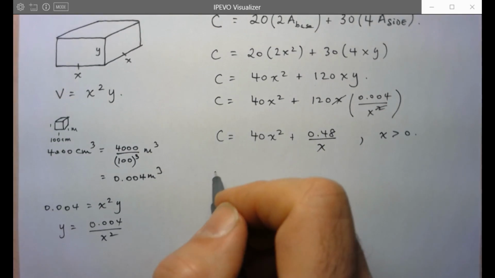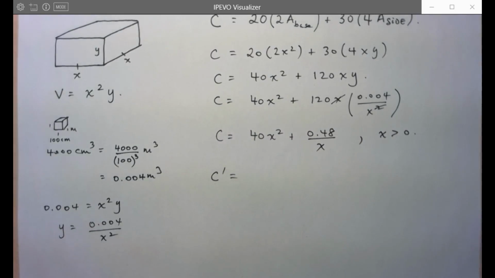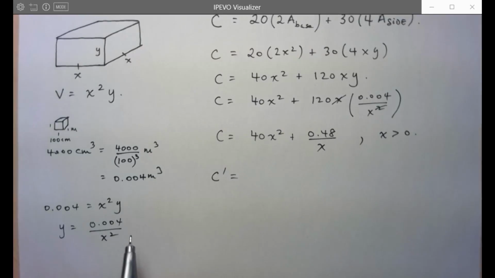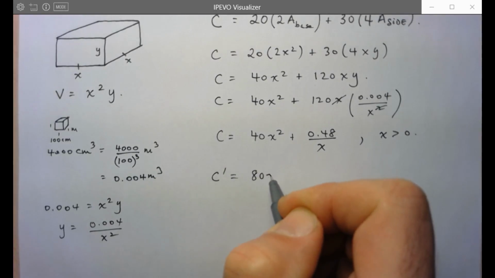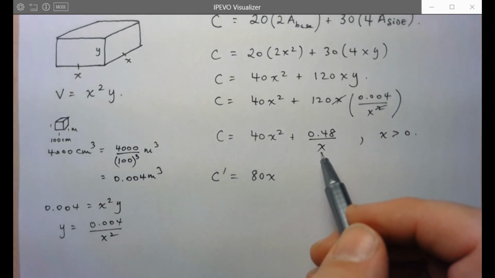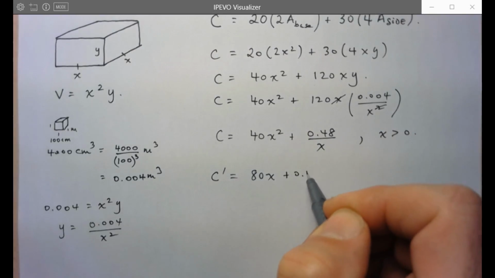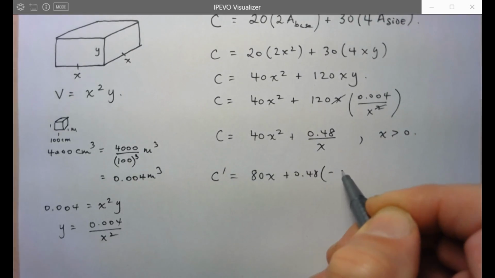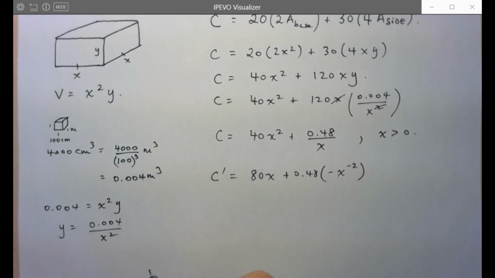Now we can go to our calculus portion. So the derivative of the cost with respect to the variable x is given by, well, the derivative of x squared is 2x, so this is going to be 80x. And again, I'm going to think of this as x to the negative 1, so it's going to be plus 0.48 times negative 1 times x to the negative 2.